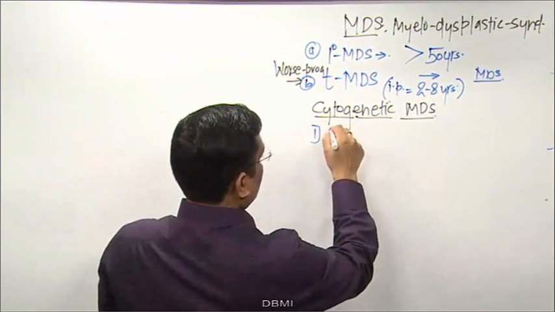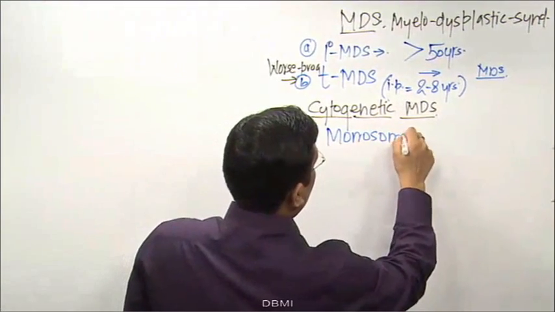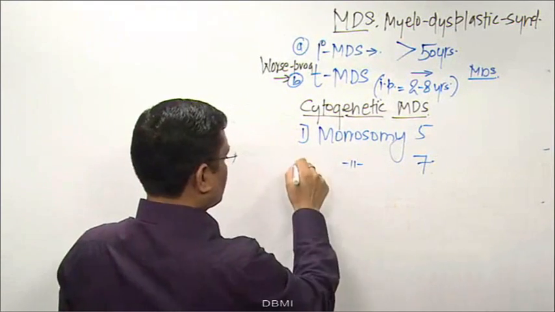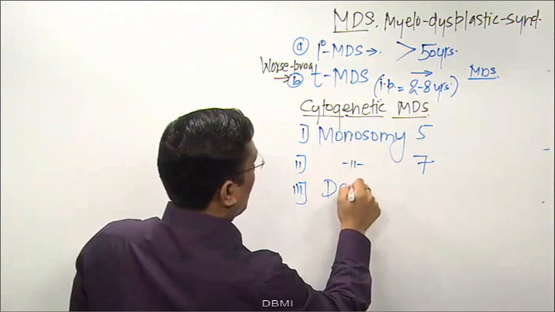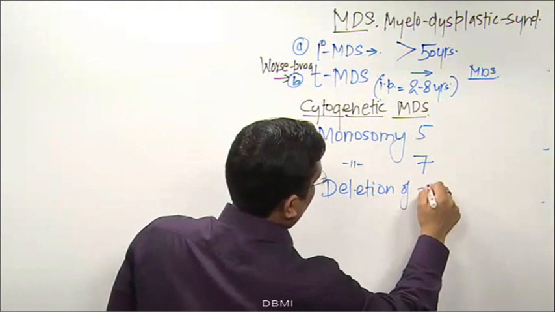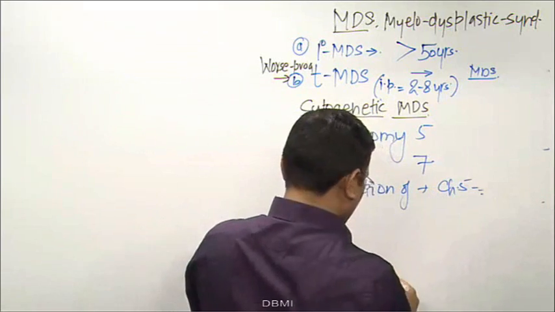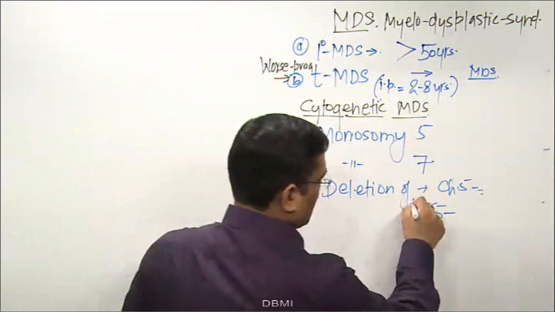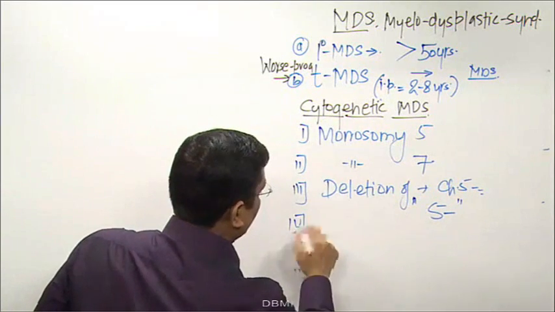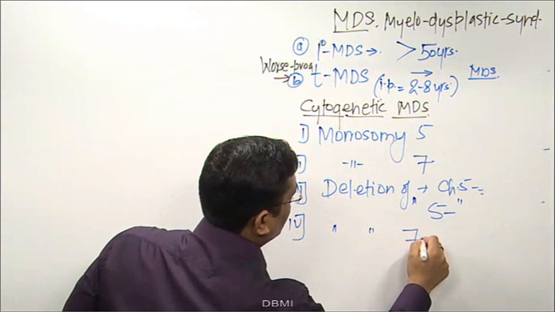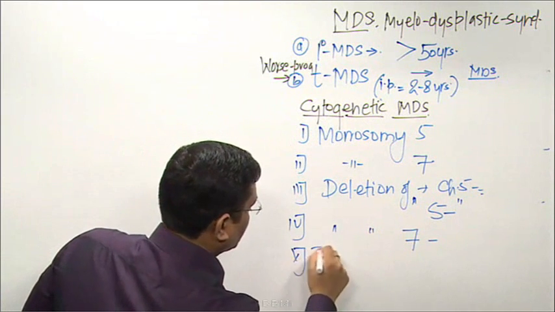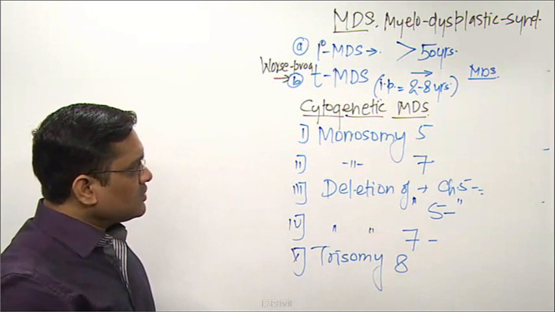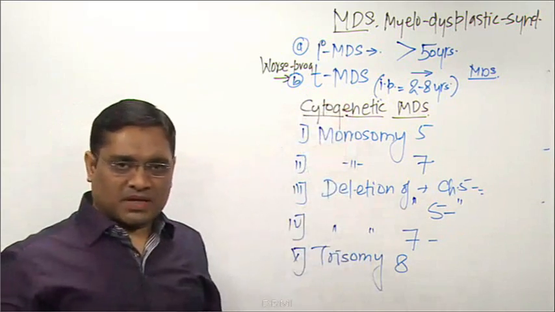Number one is monosomy of chromosome number 5, monosomy of chromosome number 7. Number 3 is a deletion of chromosome number 5. So remember, deletion is always denoted by 5 minus. 5 minus means deletion of chromosome number 5. Fourth one is deletion of chromosome number 7, 7 deletion. Fifth is trisomy 8. So these are various cytogenetic changes in myelodysplastic syndrome.